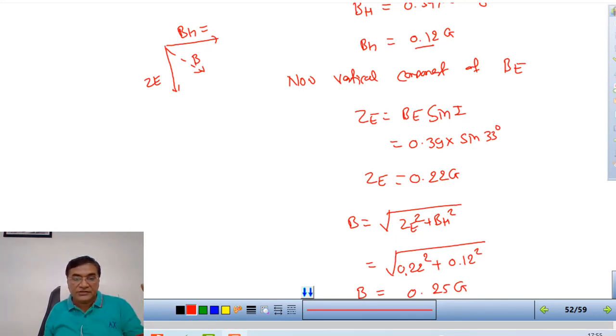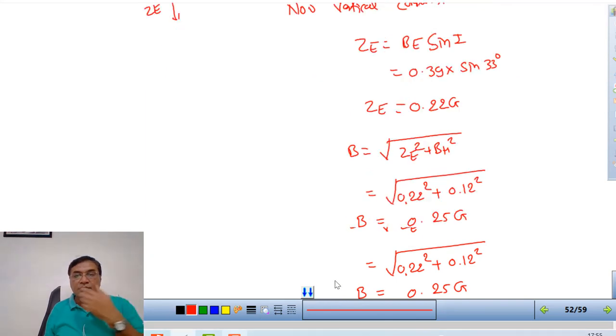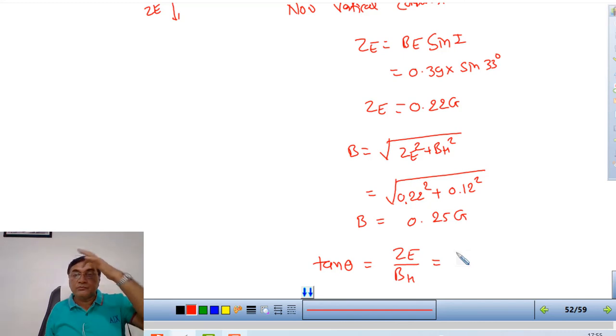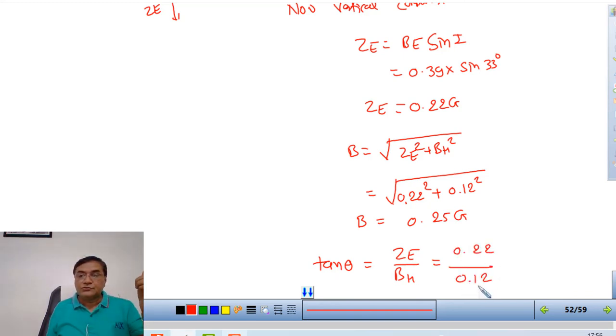You can find theta also. You can find theta B with the help of this, that tan theta, now the new I, so this is ZE, the vertical component, and the horizontal component is BH. So ZE is 0.22 divided by 0.12, so you can simplify and get the theta also. Okay.